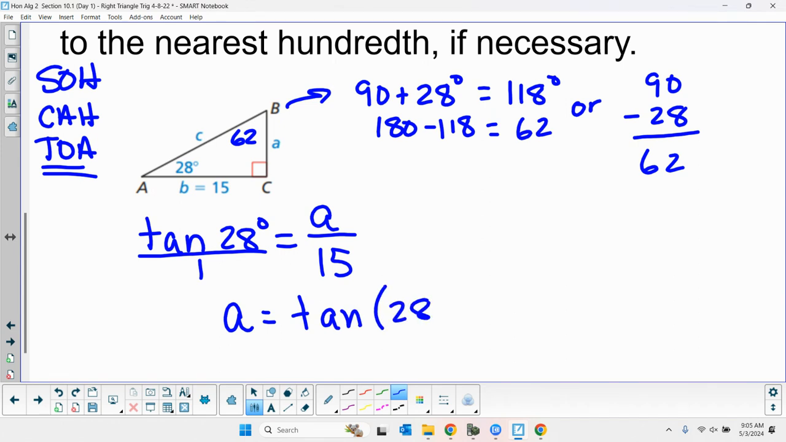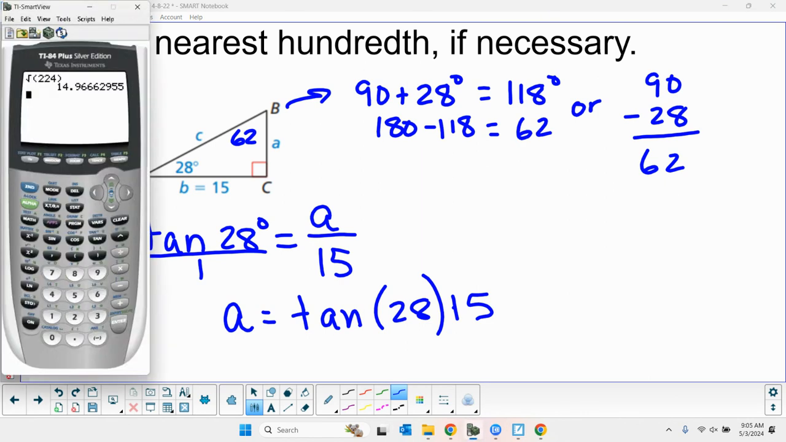Now, when you hit tangent, you'll have this left parenthesis. Go ahead and close it off. And I don't think you even have to write times. But you have to be in degree mode. There we go. So I'm going to hit the tangent button right there, 28, and then 15. It says round to the nearest hundredth. So 7.98 to the nearest hundredth.